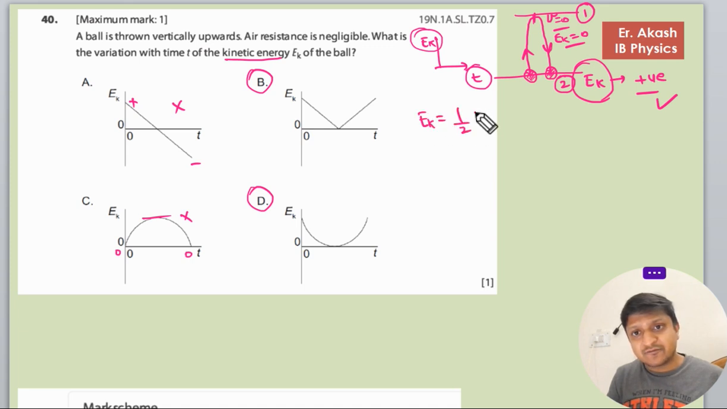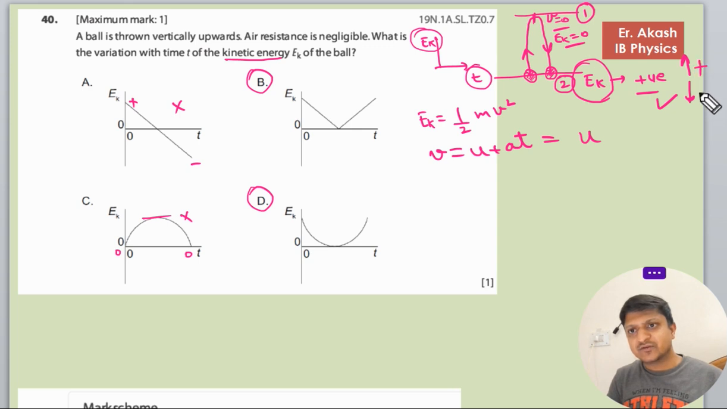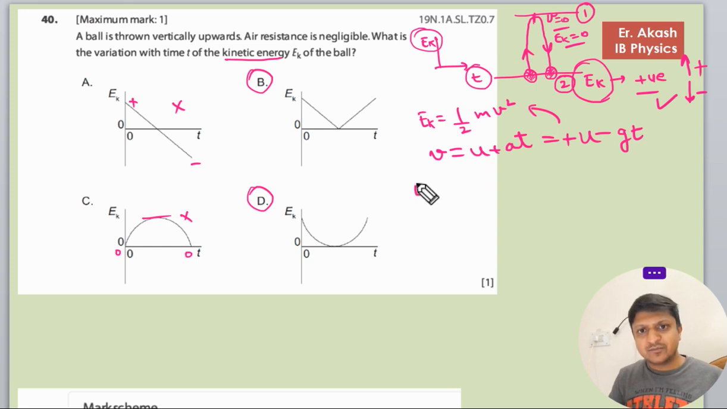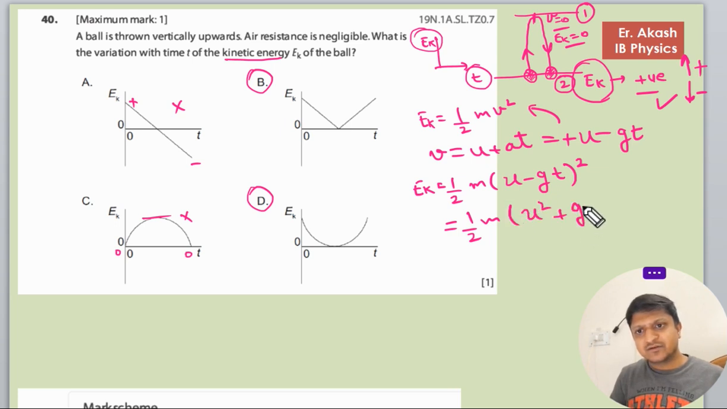Ek is equal to half mv square, that we all know, kinetic energy is half mv square, and v is equal to u plus at, that is Newton's first equation of motion. So this will become u, we will take the sign convention as positive and negative, so velocity is positive whereas this is negative, so it will be gt. So now we will put this equation into this, so it will become Ek equals half m, v means (u minus gt) whole square. So now we will solve this. Half m, this will be u square plus g square t square minus 2ugt.